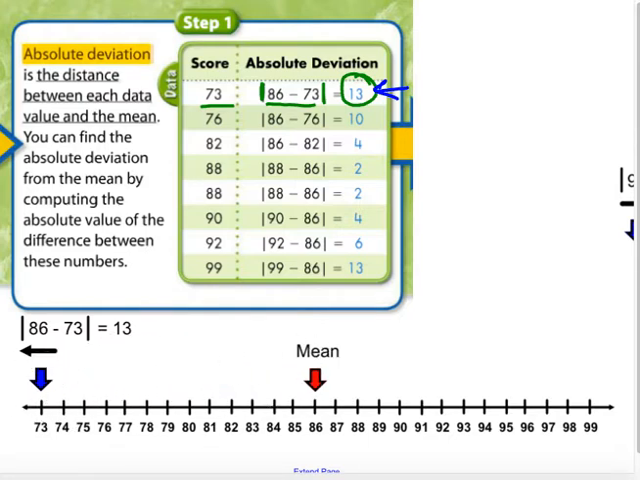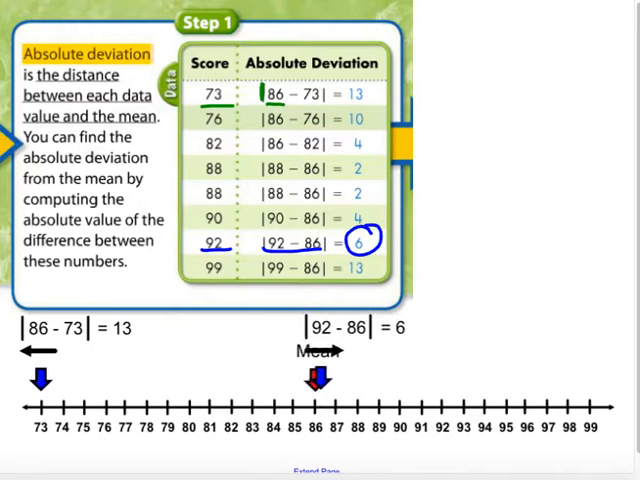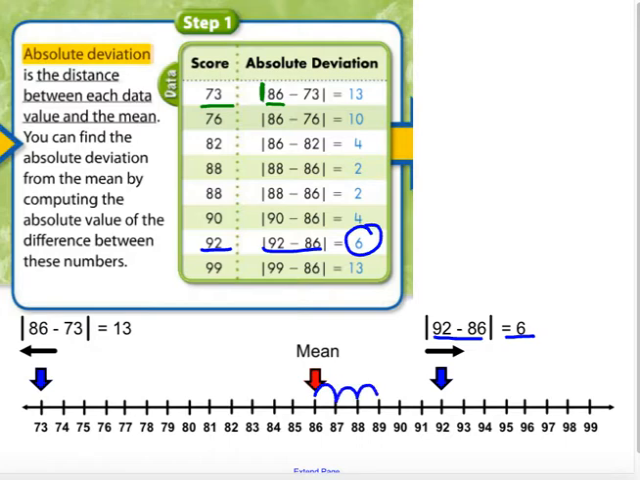Let's take another example, and let's say she scores a little bit better on her exam. Let's talk about a score of 92. In this case, you would find the difference between 92 and 86 to get an absolute value of 6. So again, we have the mean. Her score is 92. If we have 92, take away 86, we get a difference of 6. So the absolute value is 6, and the absolute deviation then would be considered 6.